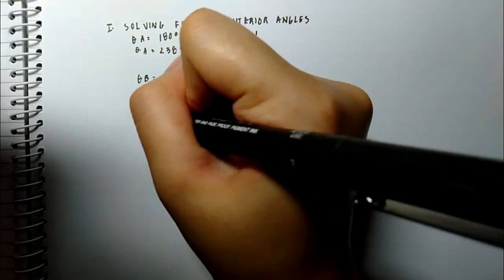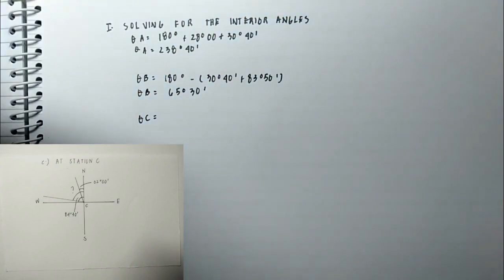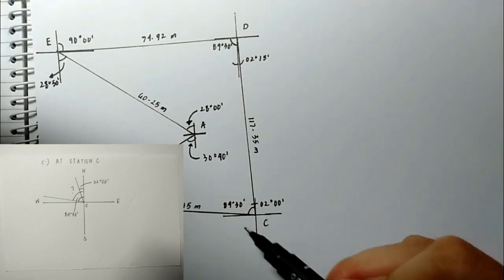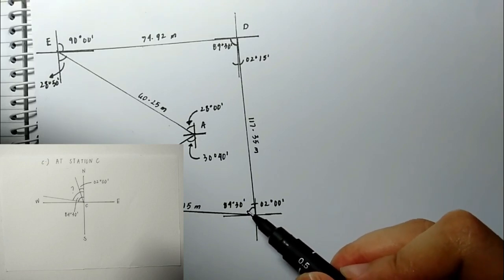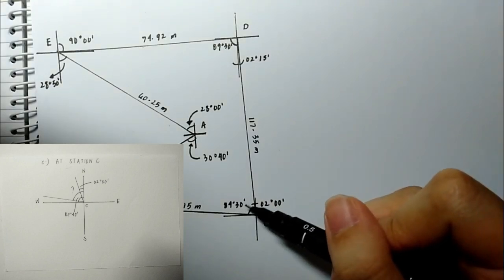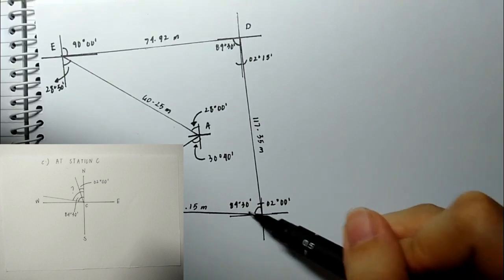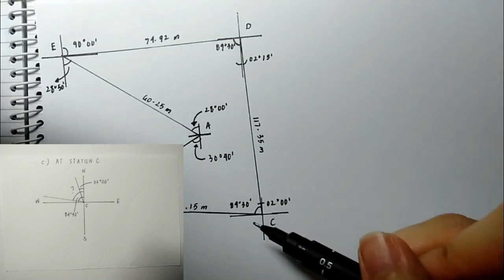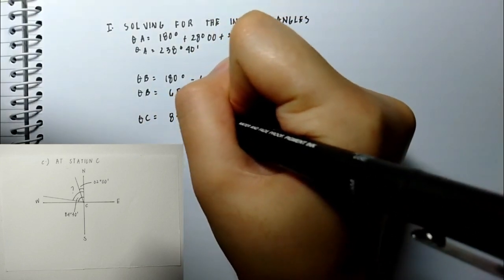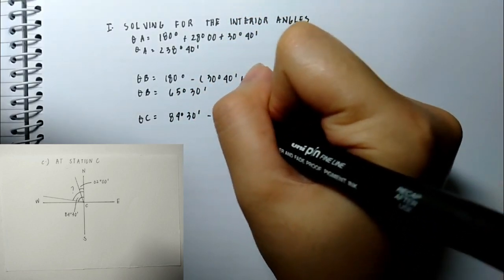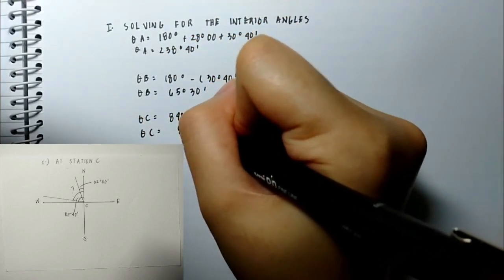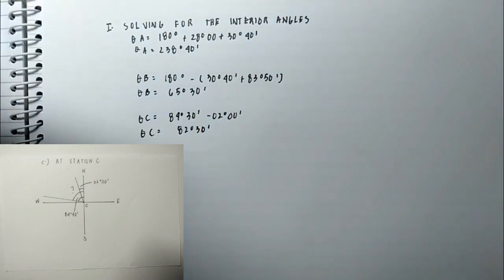So, for station C naman, hahanapin pa rin natin syempre, ano bang hinahanap natin dito? Diba, interior angles lahat. So, ito, tingnan ulit natin, ito siya. Diba, ito lang naman yung given, yung 84 degrees and 30 minutes and yung 2 degrees. So, ito yung hahanapin natin. Ang hanapin natin ay from here hanggang dito. So, i-minus lang natin yung dalawa. So, that would be 84 degrees and 30 minutes minus 2 degrees. So, ang answer ay 82 degrees and 30 minutes. So, yan yung interior angle sa C.